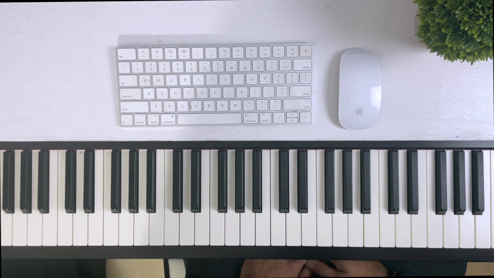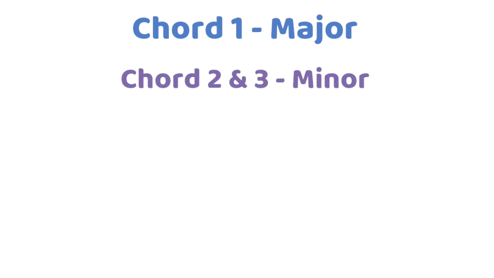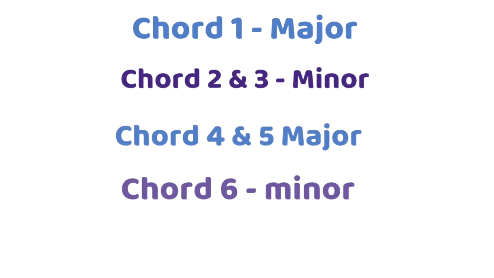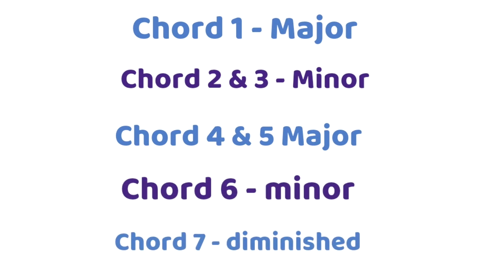Every scale has the same amount of major chords and minor chords. The first chord is always major. The second one and third is always minor. The fourth and fifth is major. The sixth is minor, and the seventh is diminished. And again, that's true with any scale.